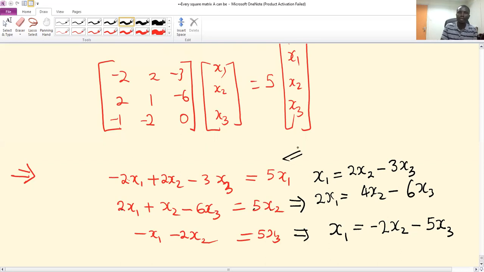And then from this one, take this to the right, we'll have 3x1 equals 2x2 and then minus 3x3. So it tells you that x1 will be 2 over 3 x2 minus x3.